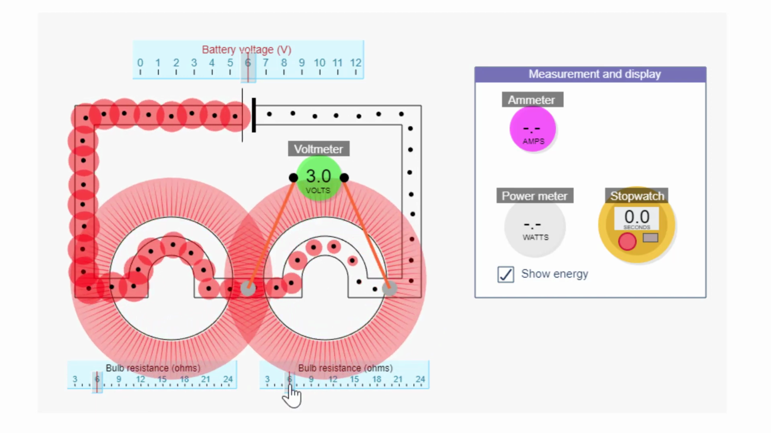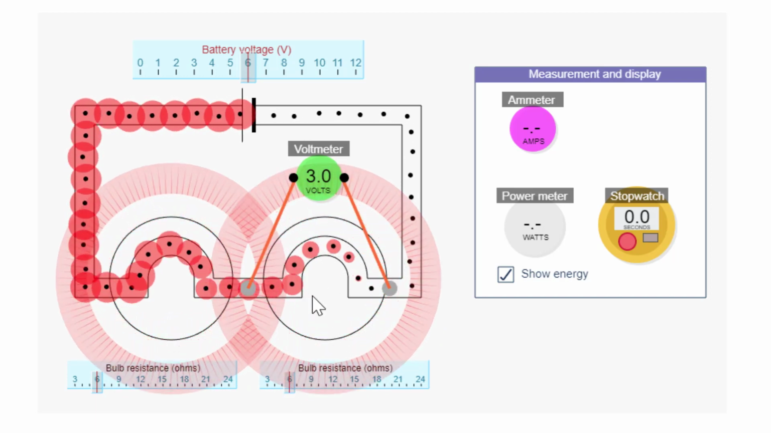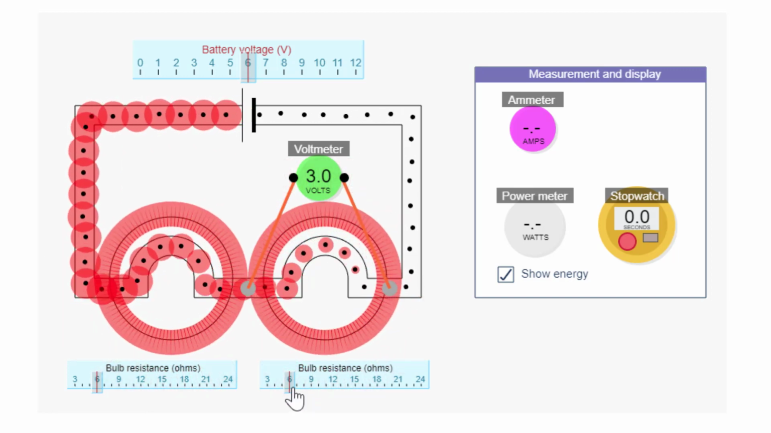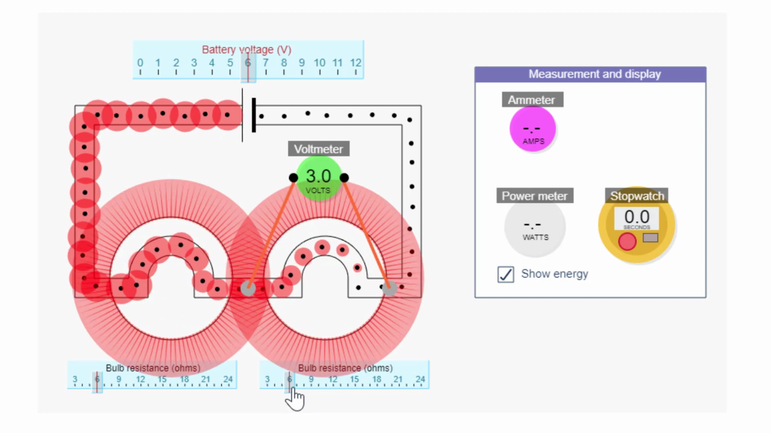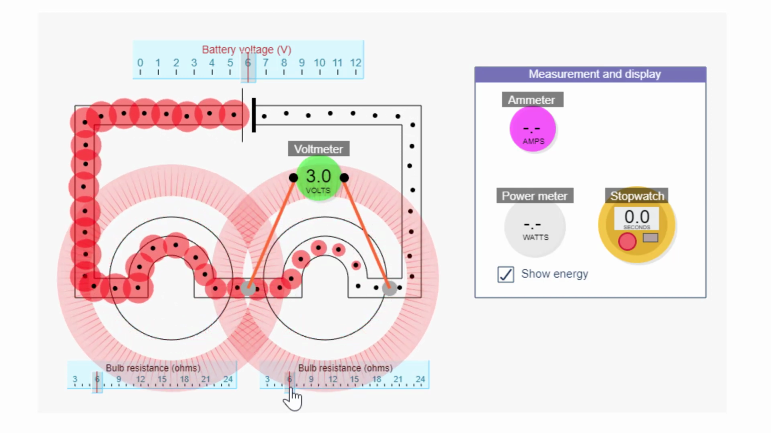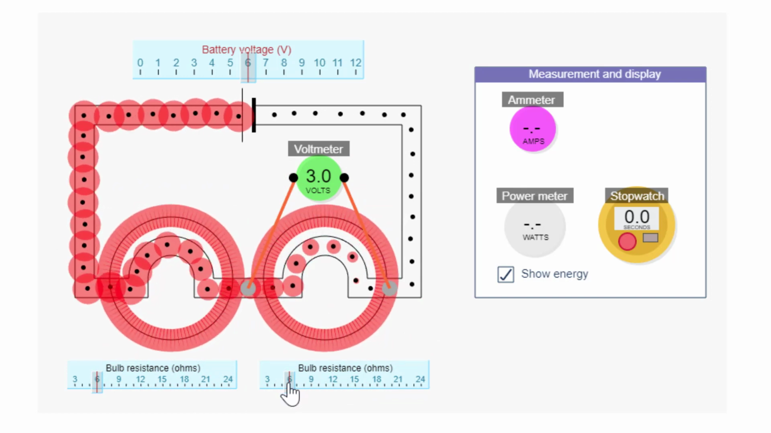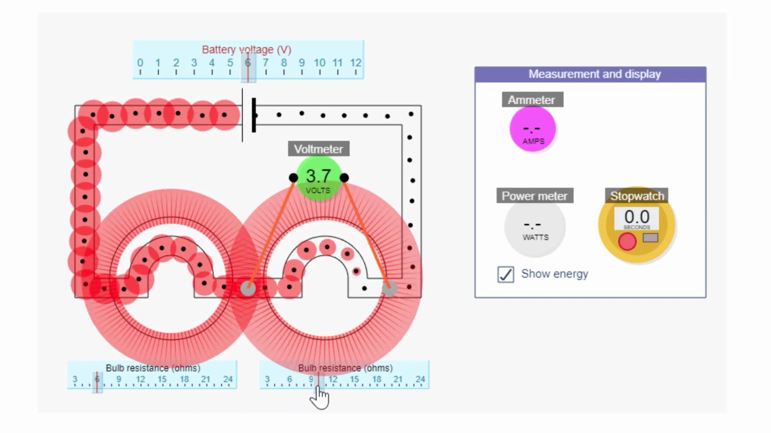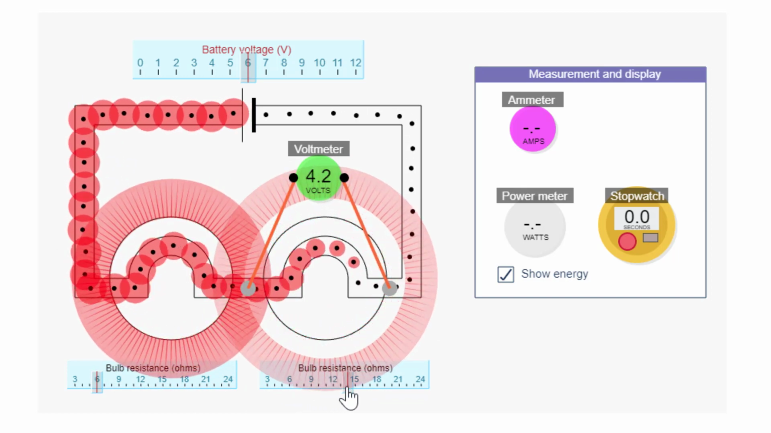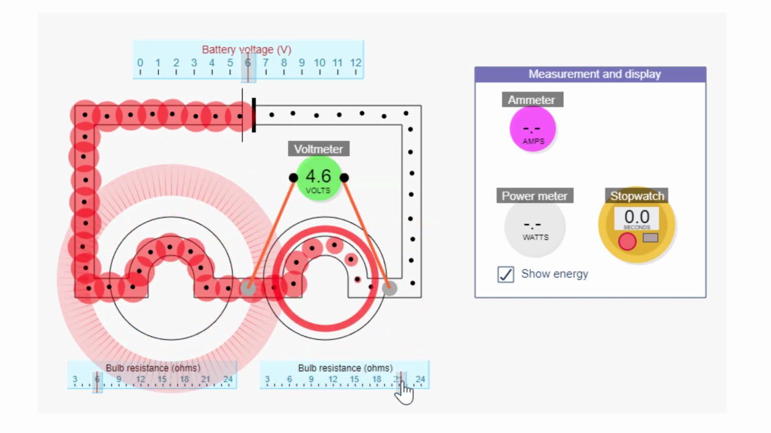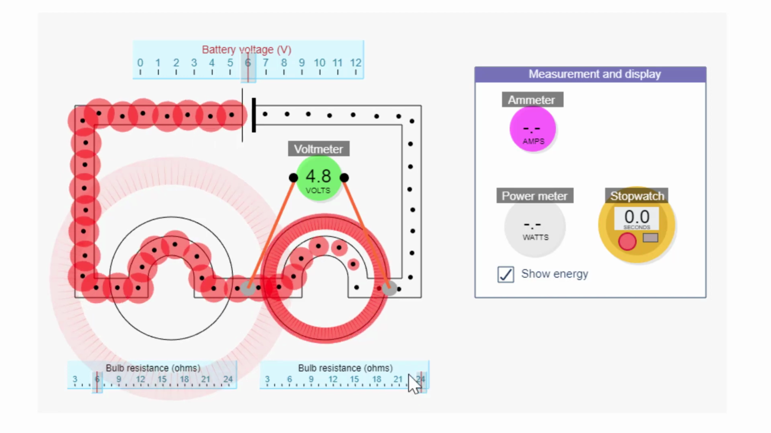Watch what happens as I increase the resistance of this bulb here, which I can only really do in practice by changing the bulb, but in our simulation we're allowed to just increase the bulb resistance. So watch what happens to the share of the PD it gets. As I increase the resistance of the bulb, it takes a bigger and bigger share of the voltage. And you can tell that from the animation as well.